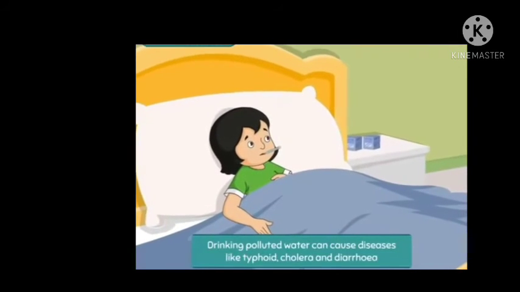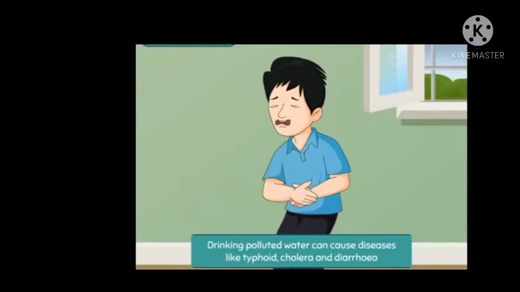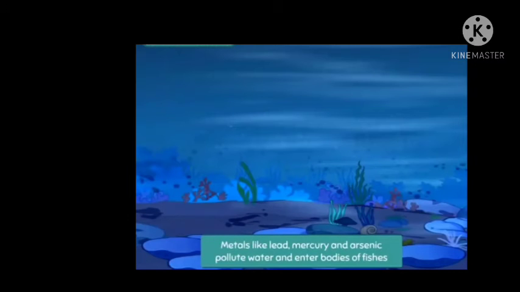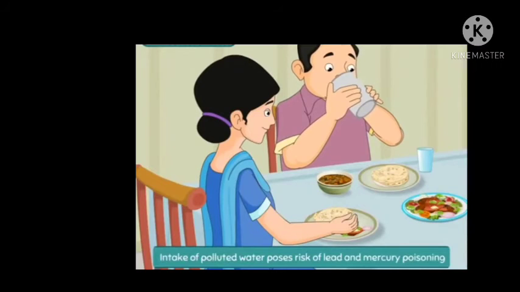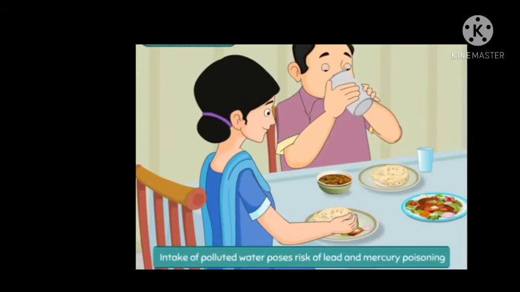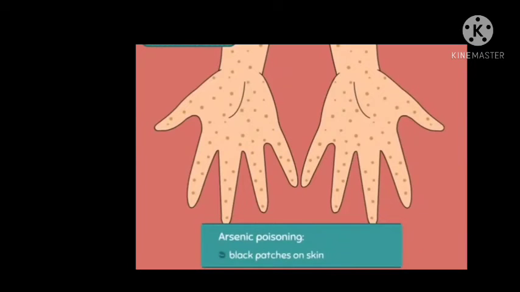Drinking polluted water can cause diseases like typhoid, cholera, and diarrhea. Metals like lead, mercury, and arsenic present in polluted water enter the bodies of aquatic organisms like fishes. When humans drink this water or eat the organisms living in such polluted waters, there is a high risk of lead and mercury poisoning. Arsenic poisoning causes black patches on the skin, and prolonged exposure can even cause cancer.